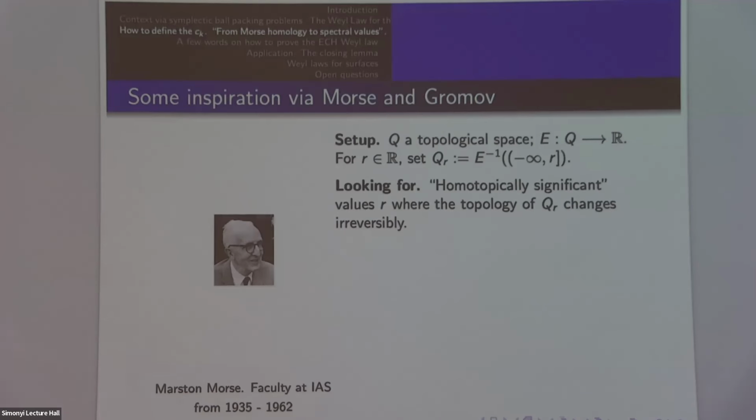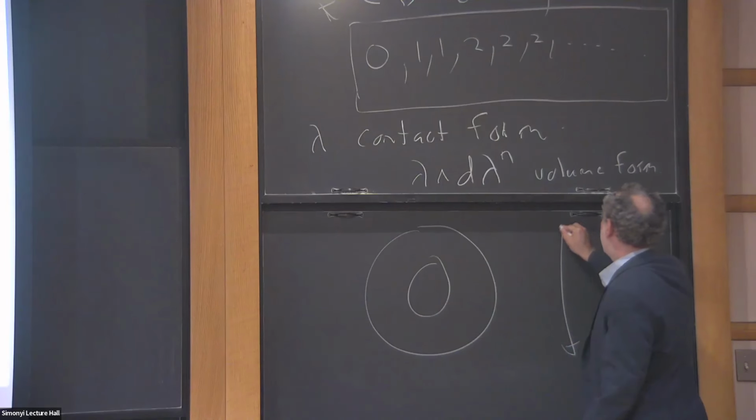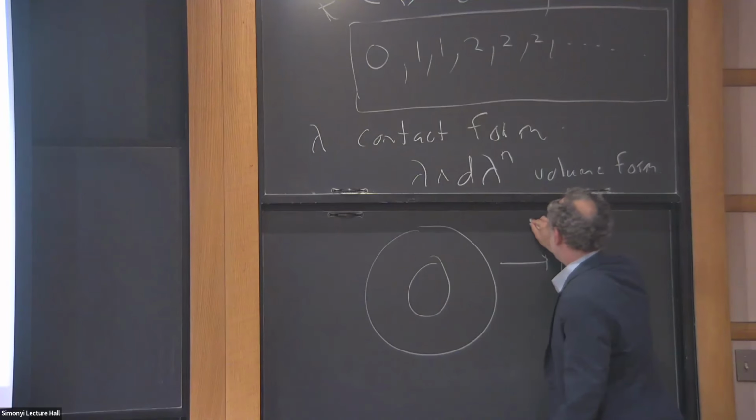So in the basic Morse setup, I have some kind of topological space, maybe a space of states or something like that, and I have an energy function on it, and I'm interested in the homotopically significant values where the topology changes irreversibly. This picture I actually learned about from Milnor's book: people have maybe a donut with its height function. This would be, say, the energy.